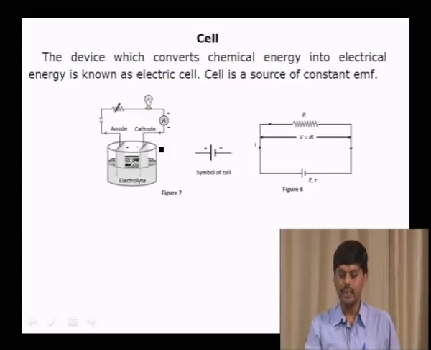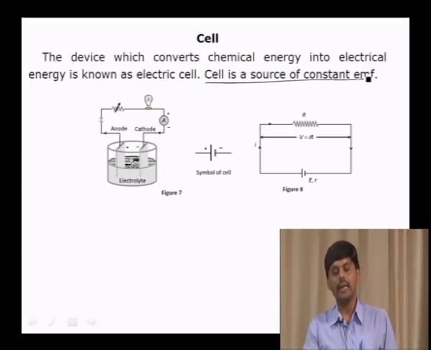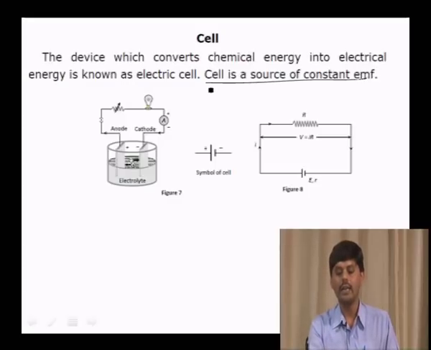Next we will move on to the next concept, called a cell. A cell is a device which converts chemical energy into electrical energy, known as an electric cell. A cell is a source for constant supply. What is the meaning of constant supply? When we take a connection for Ohm's law applications, the voltage is fluctuating. In some experiments we require a constant flow of voltage. In such cases we need this type of cell. Throughout the experiment, it supplies constant EMF.